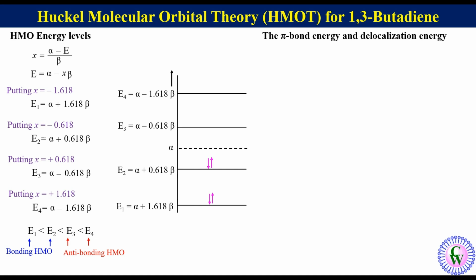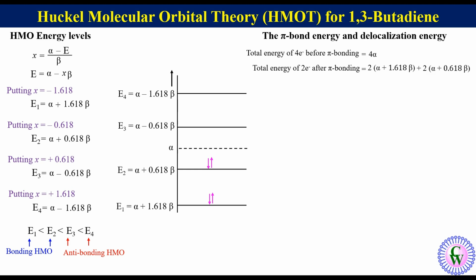The pi bond energy and delocalization energy. Before bonding, all the 4 pi electrons will stay in alpha. So, the total energy of 4 electrons before pi bonding is equal to 4 alpha. Total energy of 4 electrons after pi bonding is equal to 2 into alpha plus 1.618 beta plus 2 into alpha plus 0.618 beta is equal to 4 alpha plus 4.472 beta.